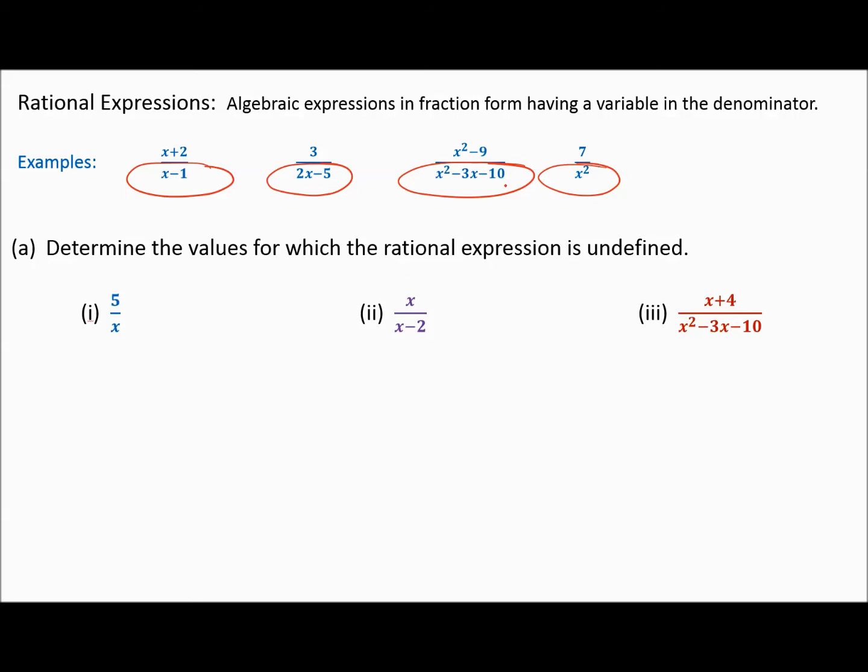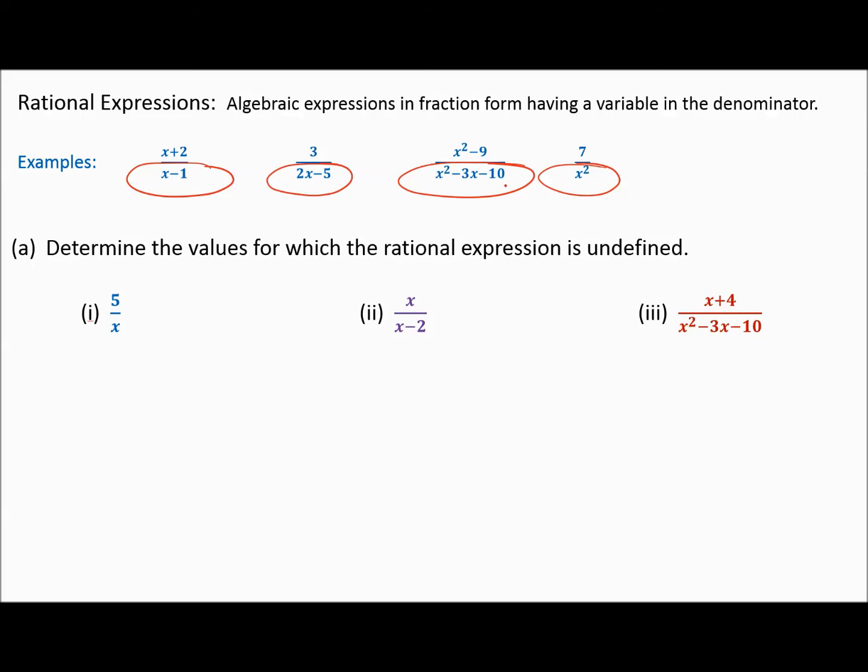It comes from the word ratio. We're dealing with a fraction that has a variable in the denominator, which means that there will be places where these rational expressions are undefined. There will be numbers that you're not allowed to plug in because you get a 0 in the denominator. So let's look at our first example.